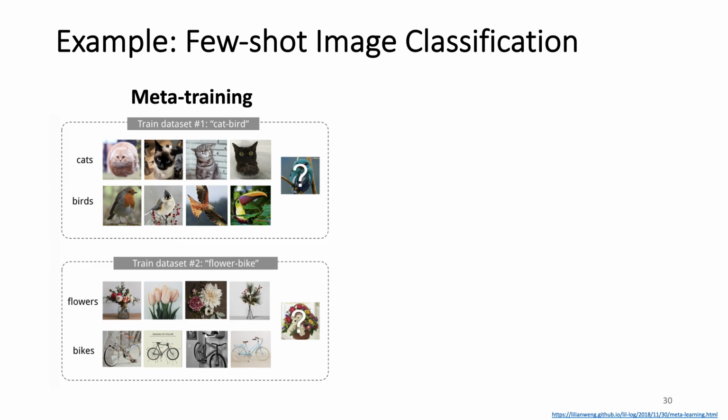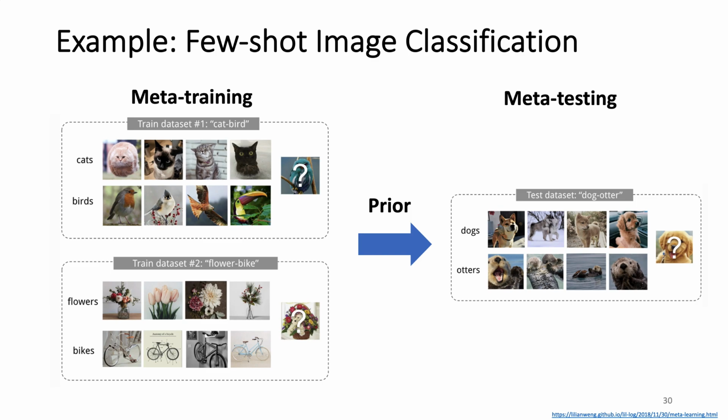Thus, since we have a lot of such training datasets, we know how to classify images and can capture some universal features. Then we learn some priors from the meta-training tasks after the meta-training process. Then in the meta-testing dataset, we use this prior to facilitate the meta-testing.